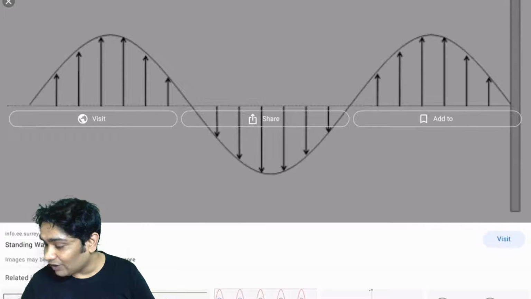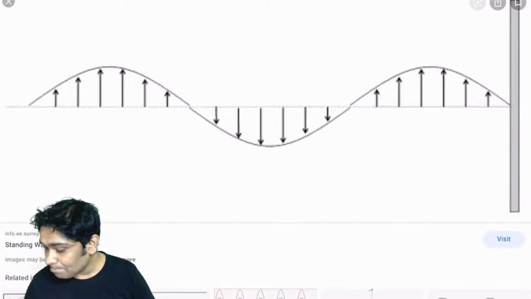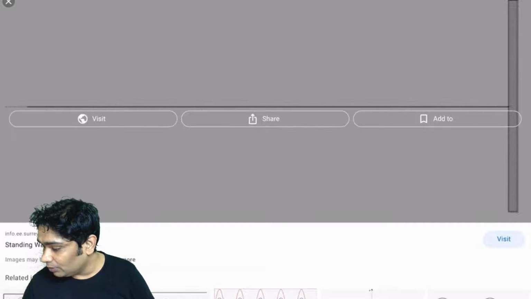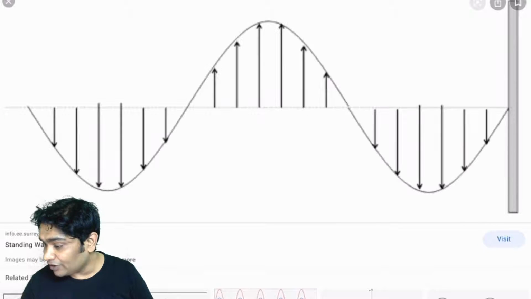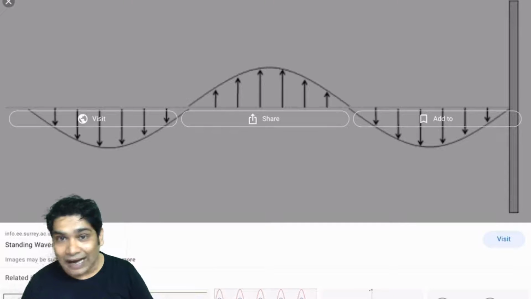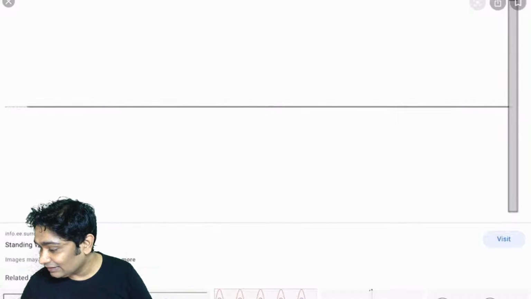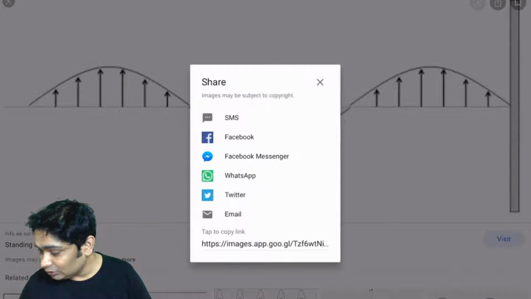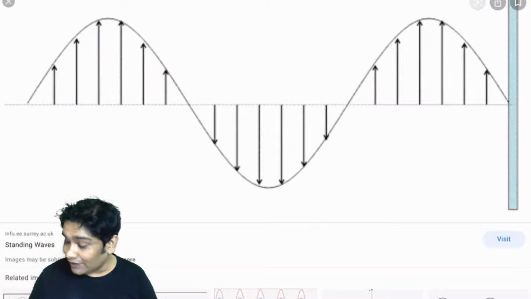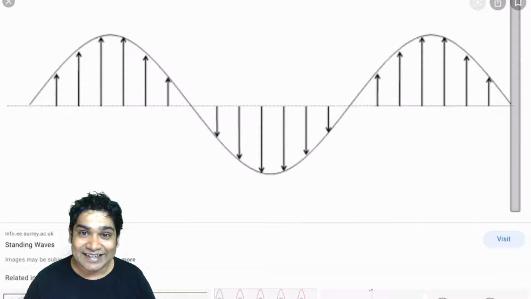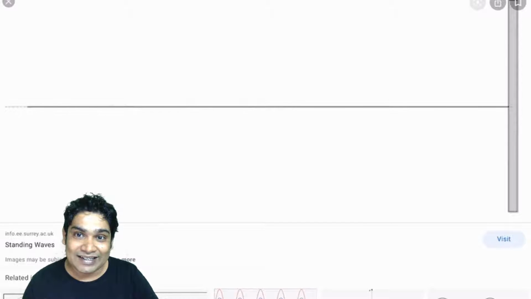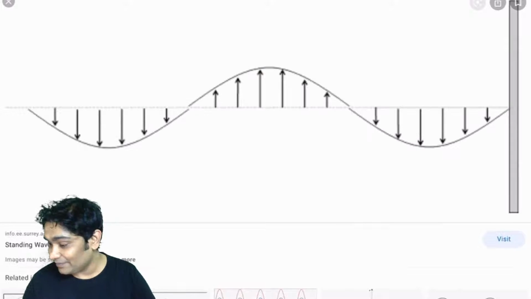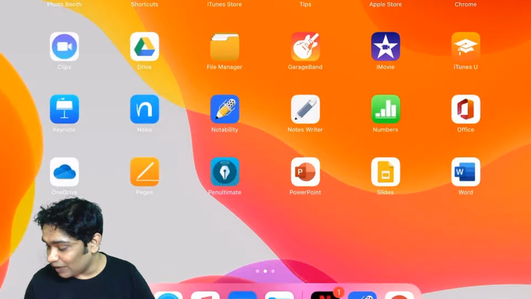I don't know if I could download this, so that is a problem here. I wish I could download this and add it in my PPT. No, I can't. All right, so I hope you got the visualization in any case. Hi Vineet, how are you? I hope you could visualize what is happening in this. All right, so let's go back to our presentation.